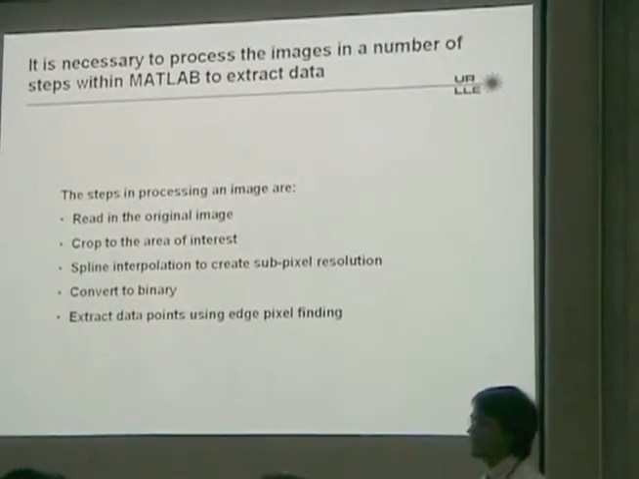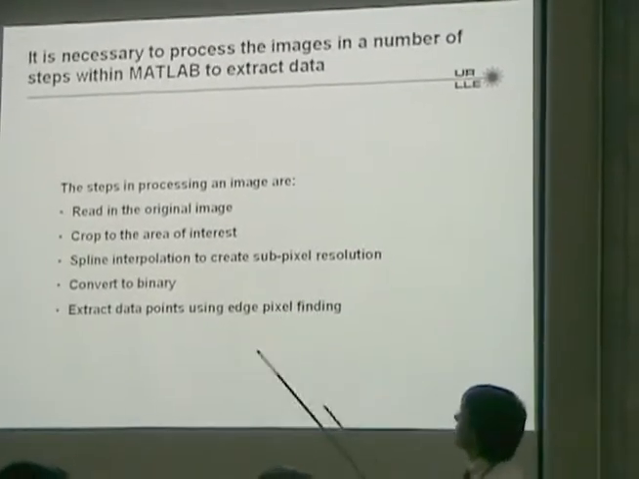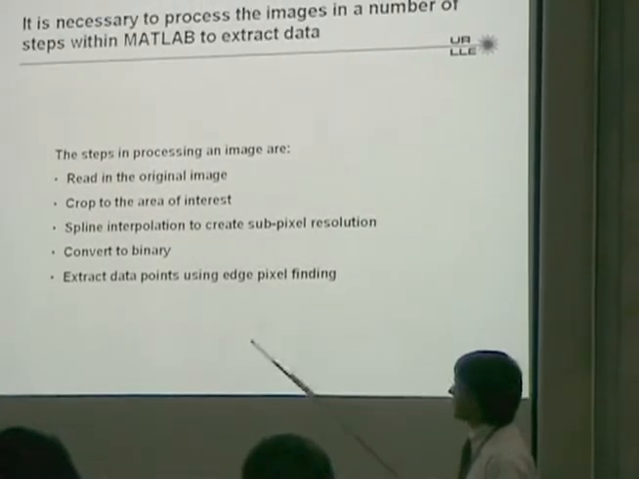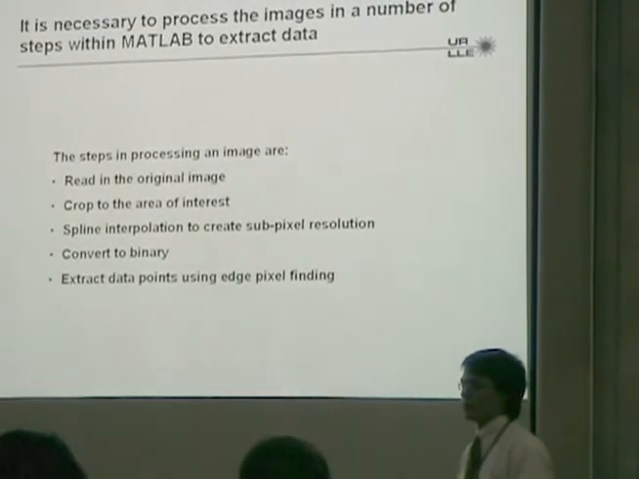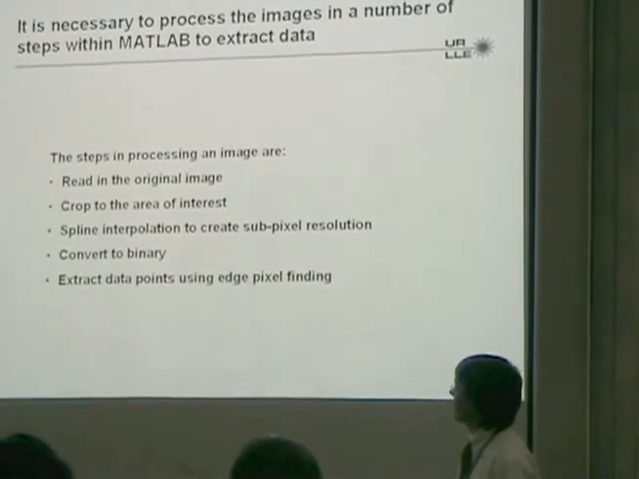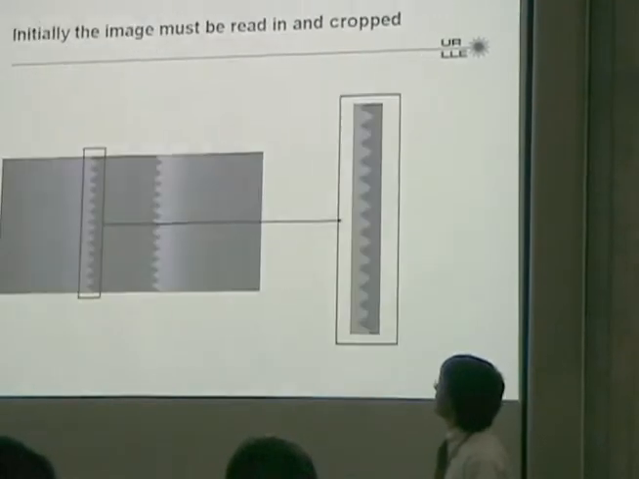So finally, to process these images, you first have to read them in, crop them to the area of interest, then use a spline interpolation to create subpixel resolution and increase the virtual qualities you have with that target. Convert that image to binary, and then extract data points from that image using edge pixel finding.